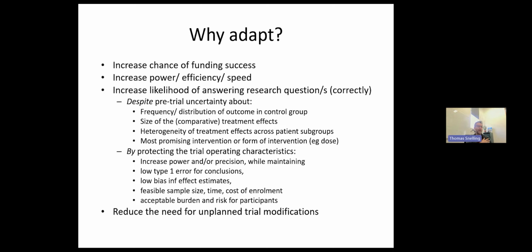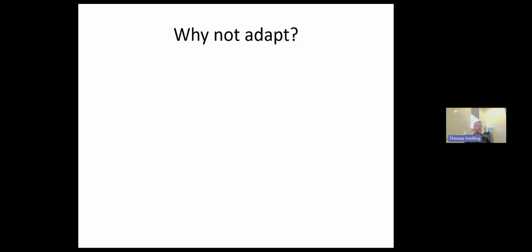Another motivation for implementing planned adaptations is to try to avoid and reduce the need for unplanned trial modifications. So unfortunately, unplanned trial modifications are a fact of life. They happen in most of the trials that we're involved in, but they're not good for scientific validity, and we want to try to avoid them as much as possible. And another perhaps neglected motivation for adaptation is to try to minimise the burden or risk of harm for participants compared to the benefit that they might obtain from participating in a trial. So they're all the reasons why we might want to adapt in a clinical trial.